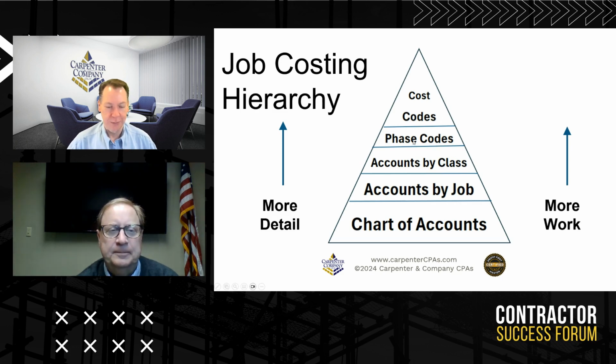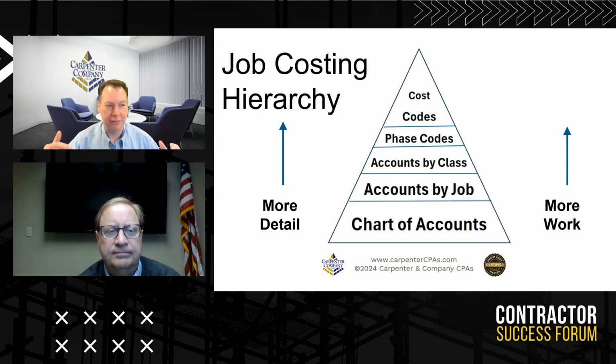Okay, so we're talking about what I call phase codes. You could call it divisions, you could call it whatever, but I think about that from the Construction Specifications Institute, or CSI. So you have the main levels that could be the trades or whatever: concrete, electrical, plumbing, HVAC, mechanical, whatever it is.